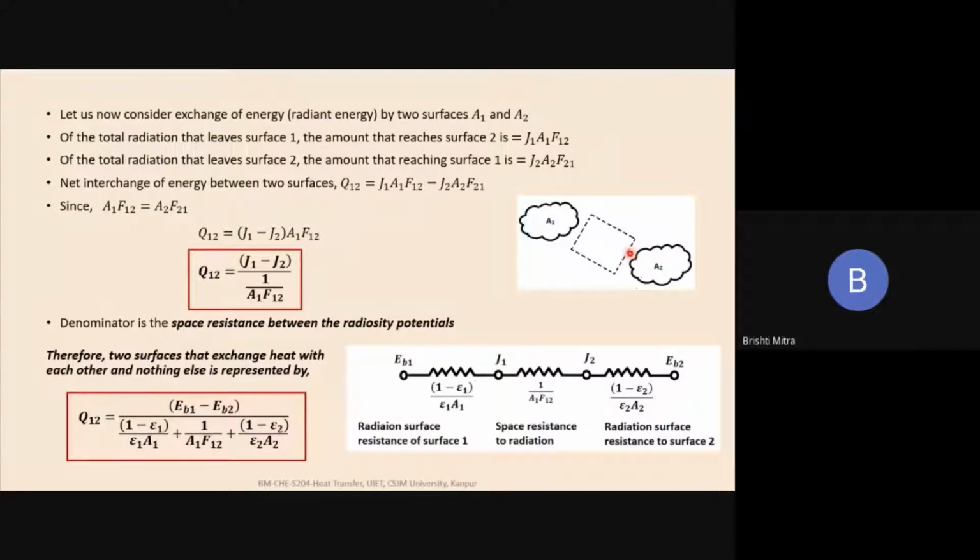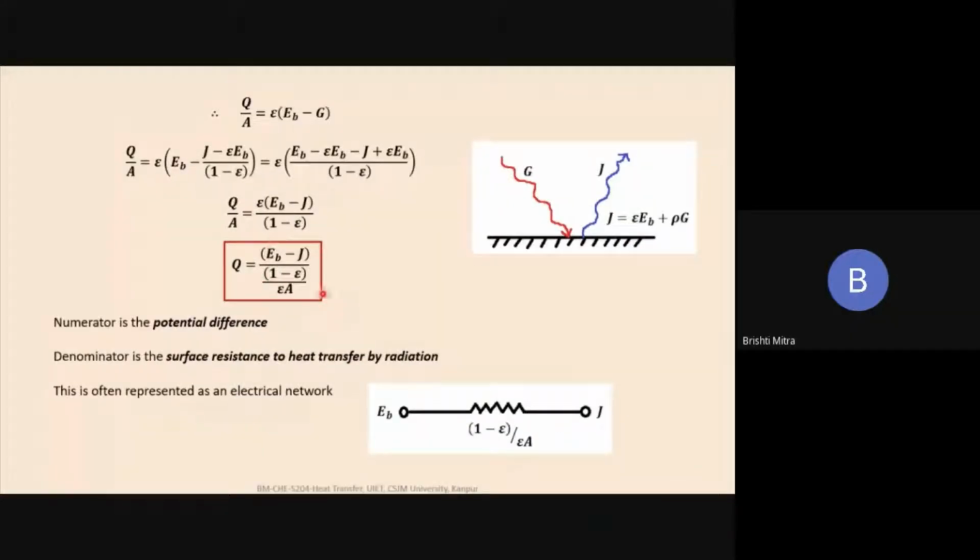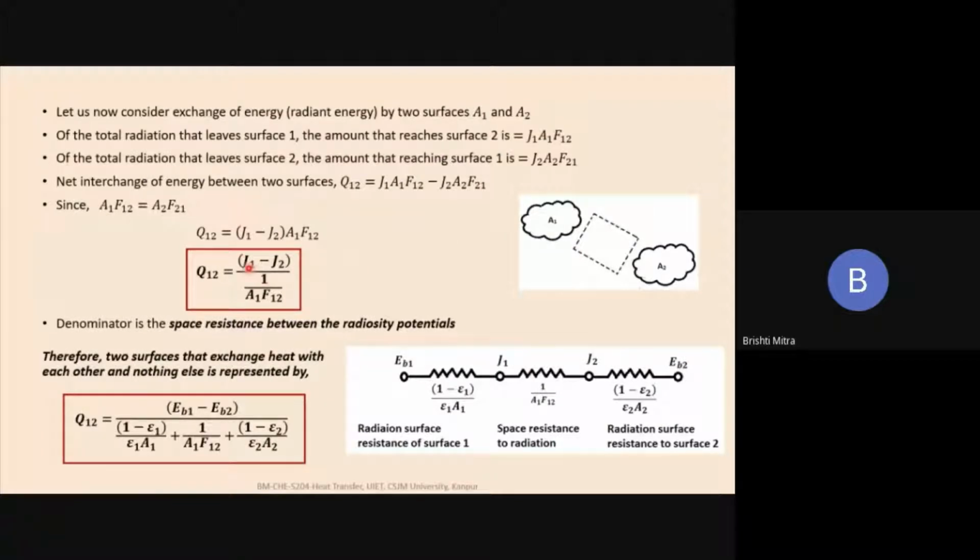The general expression for surface resistance was: EB minus J, where EB is the emission coming out of a black body and J is my radiosity, is the potential difference between the two, and the resistance was (1 minus epsilon) divided by (epsilon into A). And for the space resistance, if the radiosity of body 1 is J1 and that of body 2 is J2, then J1 minus J2 was the potential difference, and the resistance was equal to 1 by A1 F12.